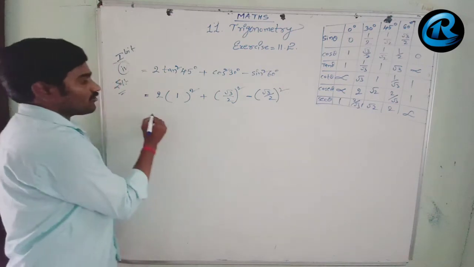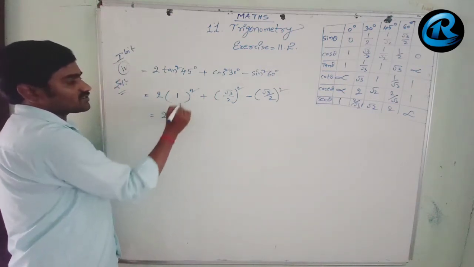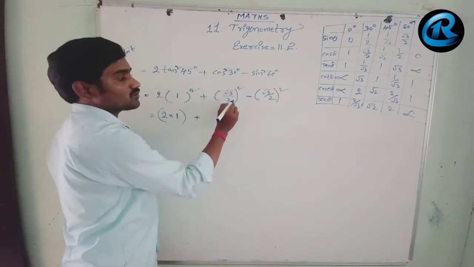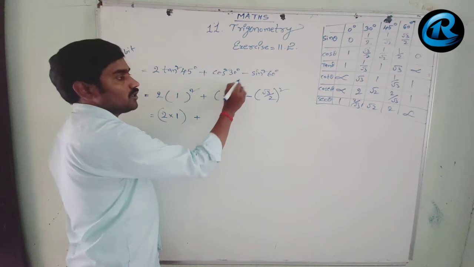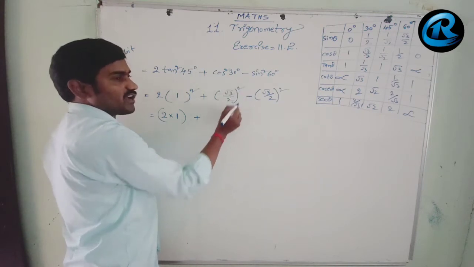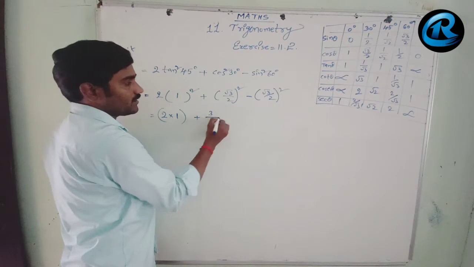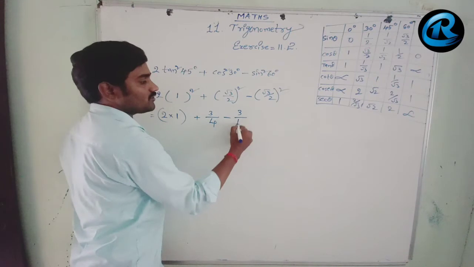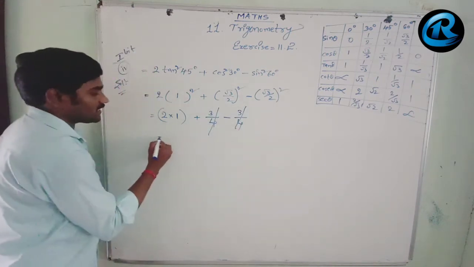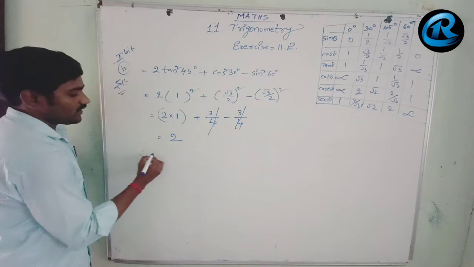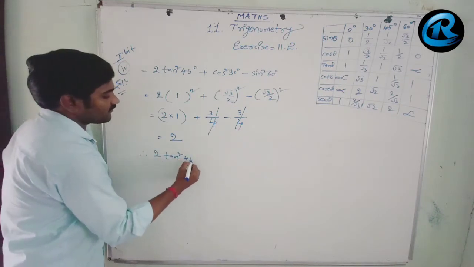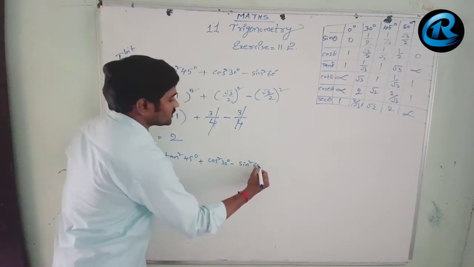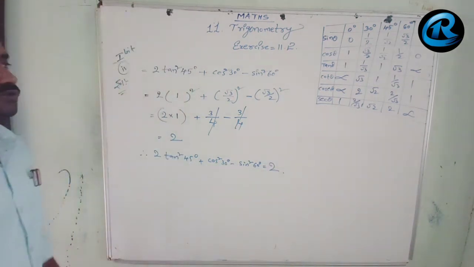Whole square. Now if you do it, 2 into 1 square value is 1, so that is 2 into 1 plus, here you see root 3 by 2 whole square, that means root 3 whole square by 2 square. Let us square the numerator and denominator. Root 3 whole square is 3, 2 square value is 4, minus root 3 whole square is 3, 2 square value is 4. Here plus 3 by 4 minus 3 by 4 get cancelled. 2 ones are 2. Therefore the value of 2 tan square 45 degrees plus cos square 30 degrees minus sin square 60 degrees is 2, children.